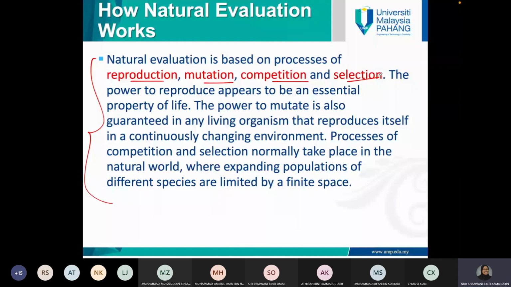And competition in life. Okay, as a human, we also compete. Let's say back in the day, I'm not sure about right now, only whoever got 5 A's in UPSR can go to the boarding school, can go to MRSM, right? Competitions. Okay, only the chosen one. And selection. Okay, the school have to select only a group of students, based on the quota given by the government. That's how we see the natural evaluations in our daily life.